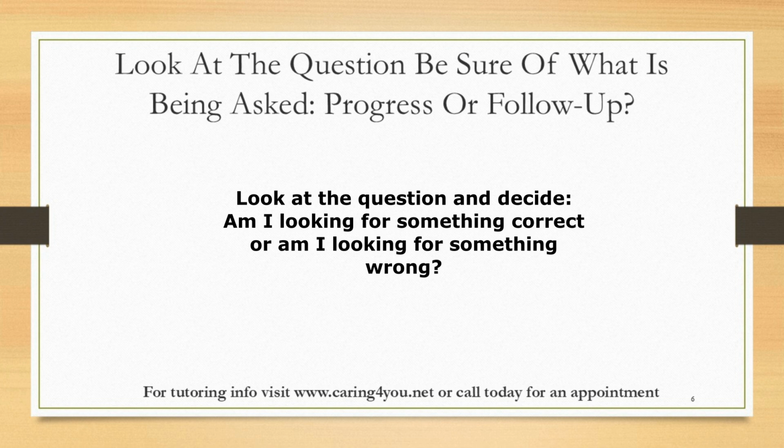Often when we take an exam, we are always looking for the right answer. We always have to pick the right choice. But sometimes the NCLEX asks you to find something that's wrong, something that's incorrect, right? So when you look at the question, always say to yourself, does this question want me to look for progress or look for something that needs follow-up, look for something that's wrong? So decide, am I looking for something right or am I looking for something wrong?